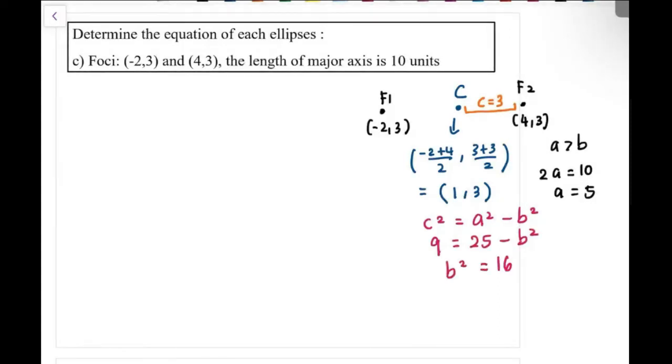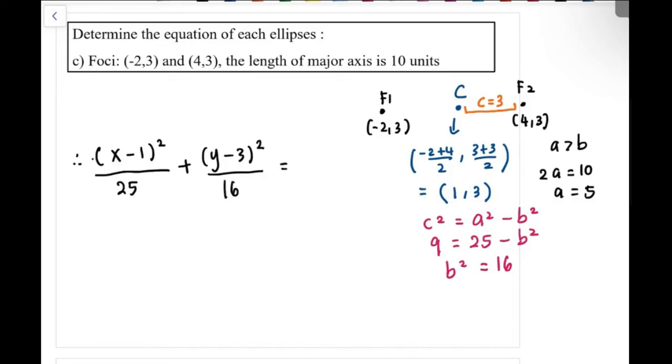With all this info complete, now we can straight away substitute to find the standard equation of an ellipse. So x minus h. H is the coordinate for the center. So x minus 1 squared over A squared. So A squared here just now is 25. Plus y minus k. So y minus 3 squared over B squared, in this case 16, equal to 1.